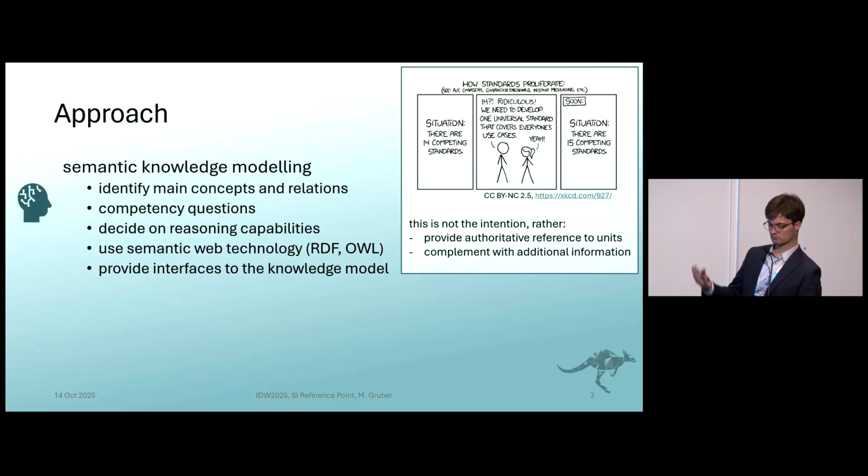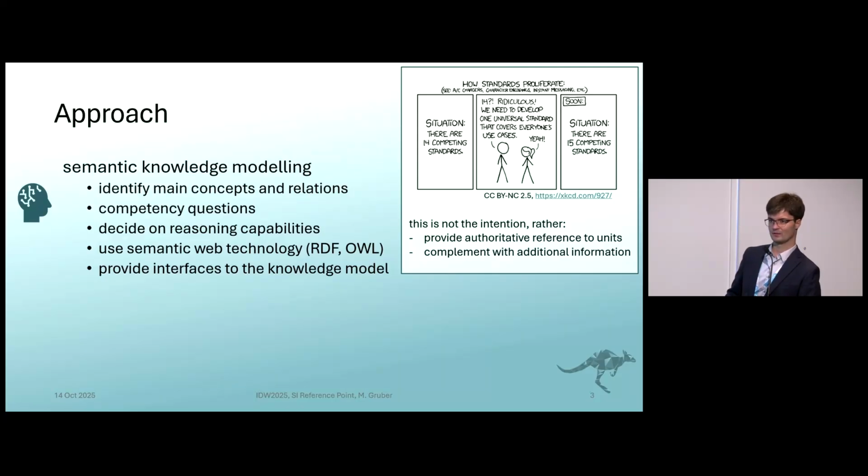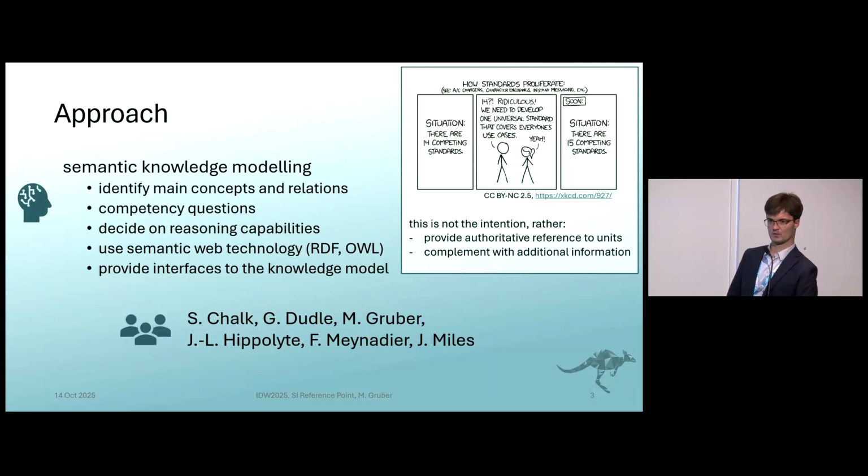And in doing so, we followed classic ontology engineering practices. So identify main concepts, propose competency questions that you want to answer with your knowledge model, decide what kind of reasoning capabilities you want to provide to the user, what kind of technological details and which kind of technology you want to use, and also how users should be able to interface with that knowledge model. And if I say we, I mean a rather small developer team. So that's Stuart, Gregor Doodle, Jean-Laurent Hippolyte, Frédéric Ménadier, and Janet Miles. Frédéric is working at the BIPM, the International Bureau of Weights and Measures, located close to Paris, but not in Paris.